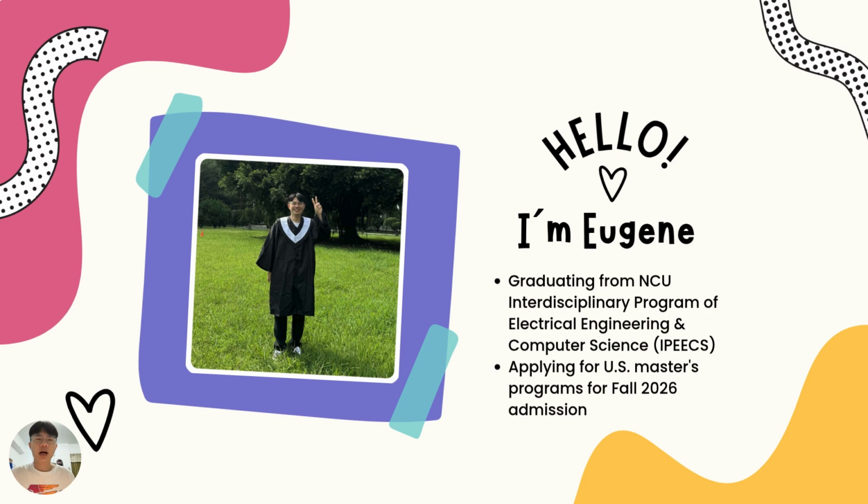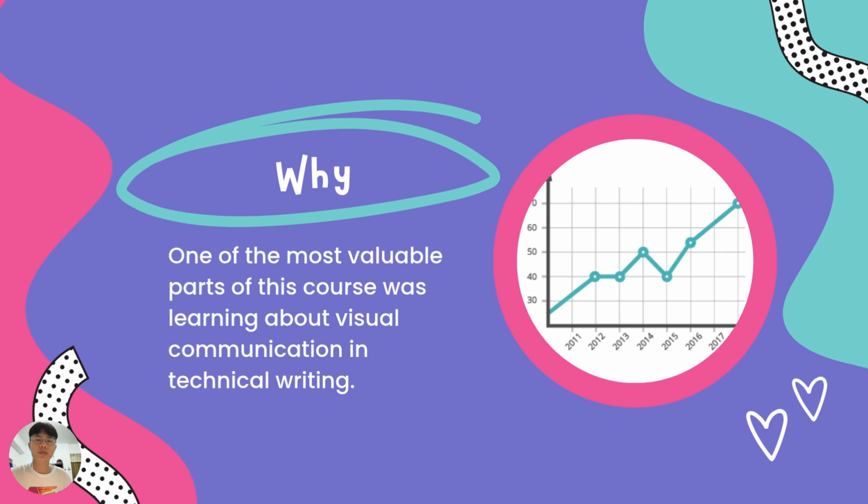First of all, I graduated from the NCU Interdisciplinary Program of Electrical Engineering and Computer Science. It's a flexible major that allows students to freely choose their area of focus, such as electrical engineering, computer science, or a combination of both. For me, I focus on computer science. However, because I need to serve in the military, I can only study abroad next year. This year, I will just apply for US master's programs for fall 2026 admission.